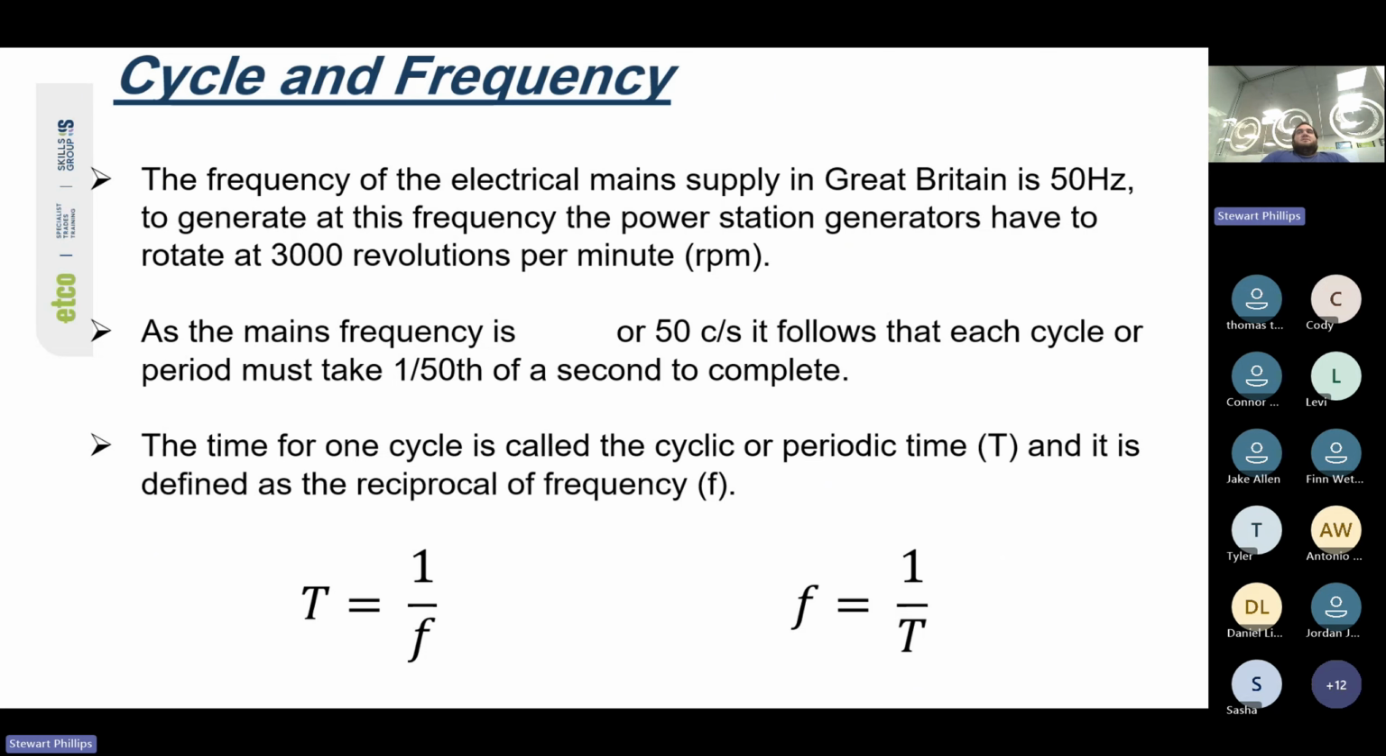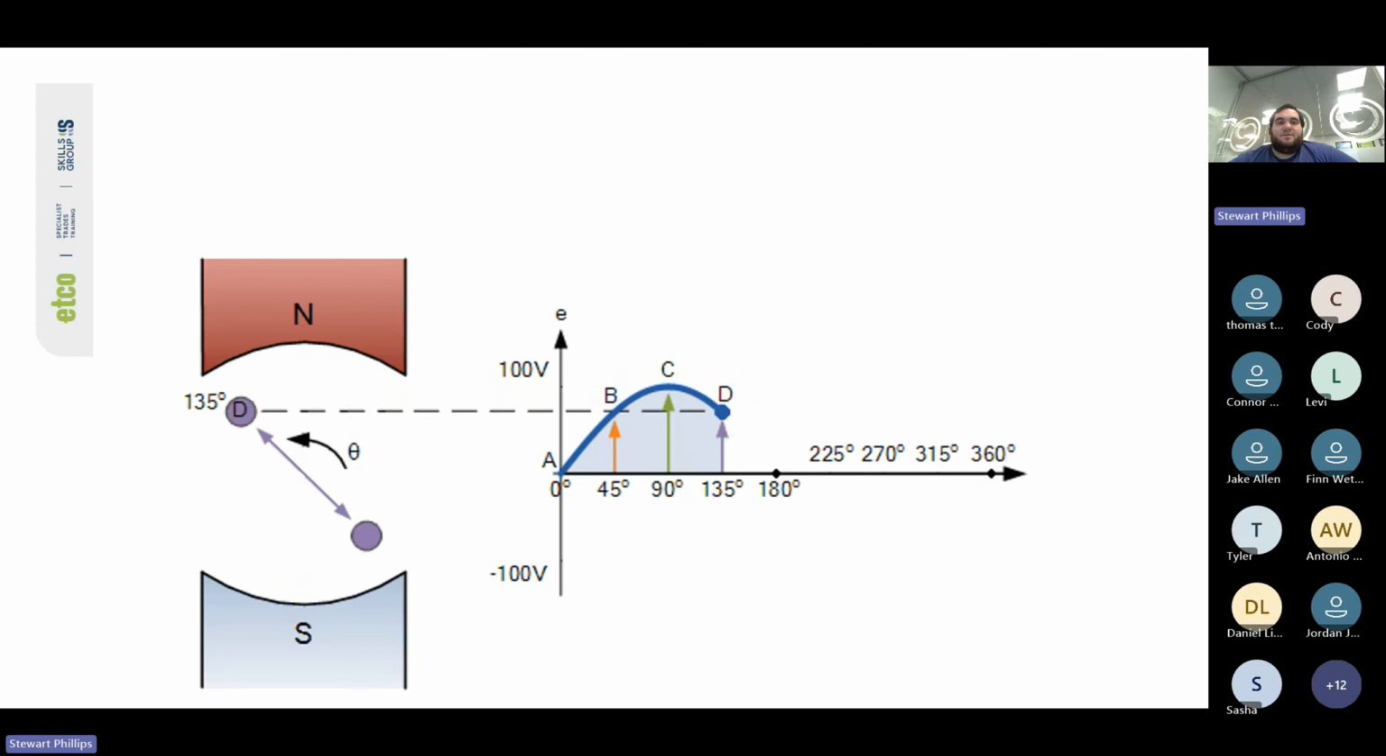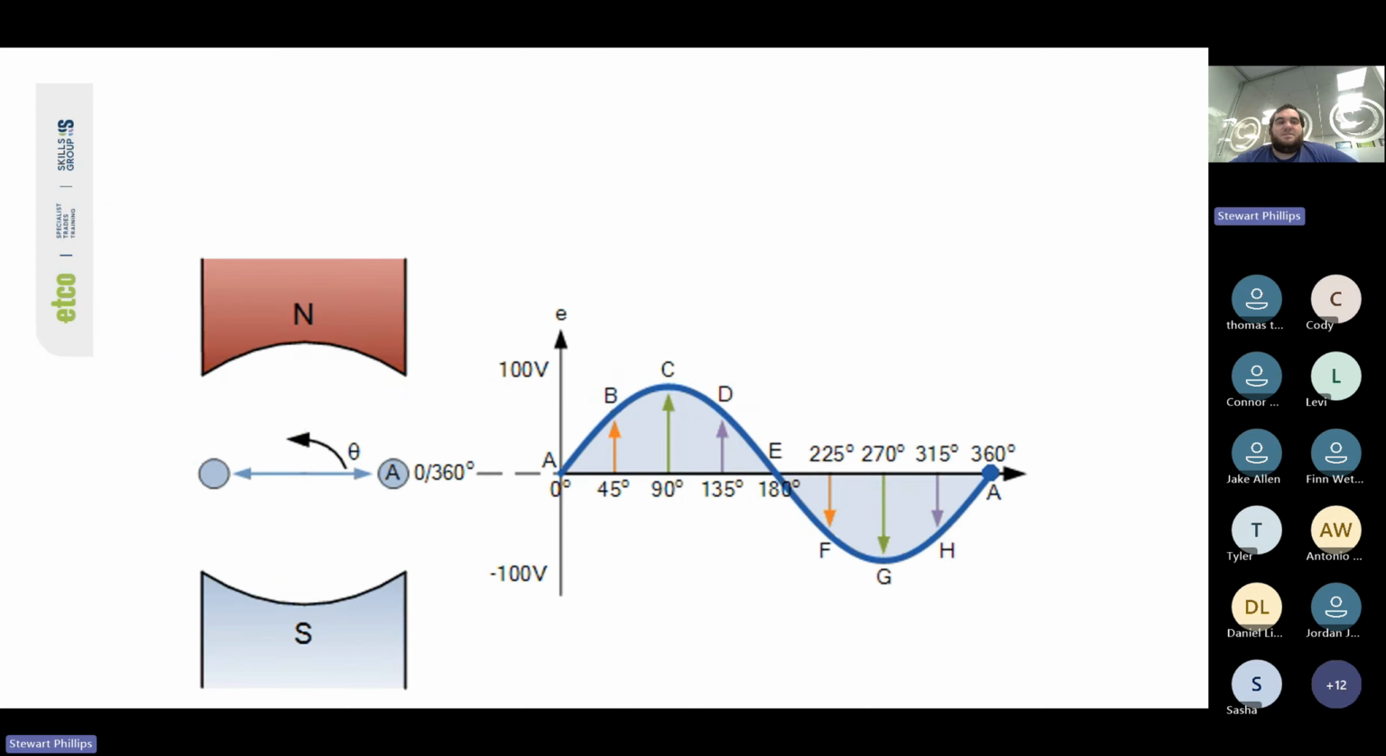As the mains frequency is 50 hertz, or 50 cycles per second, it follows that each cycle or period must take 1/50th of a second. The time for one cycle is called the cyclic or periodic time, and we can figure that out with T equals 1 over F, or frequency equals 1 over T. If the frequency supply is 50 hertz, we can calculate the time: 20 milliseconds.